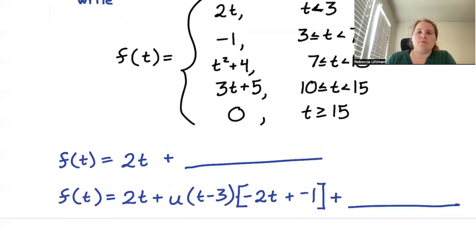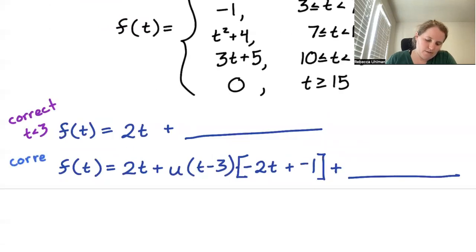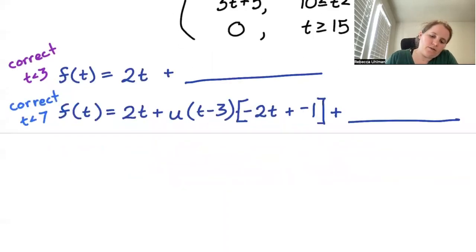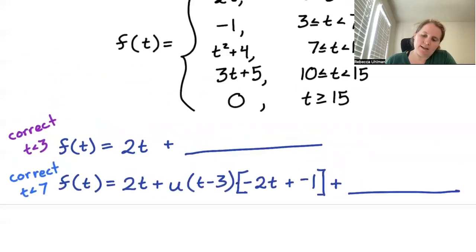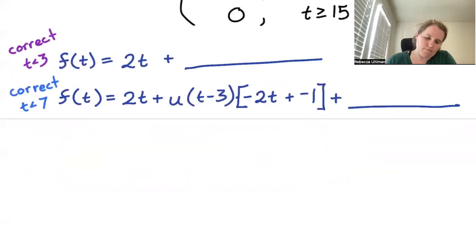Next step, we are aiming for t squared plus 4 once we hit 7. So I'm going to just label this first one as correct for t less than 3. The second one I did was correct for t less than 7. This next one we're going to do is going to be correct for t less than 10.